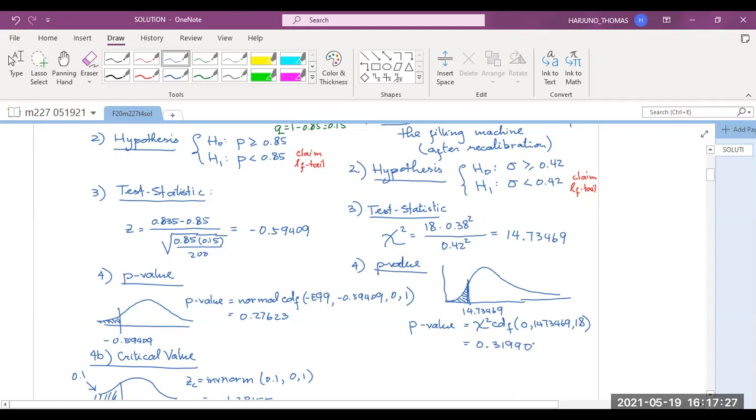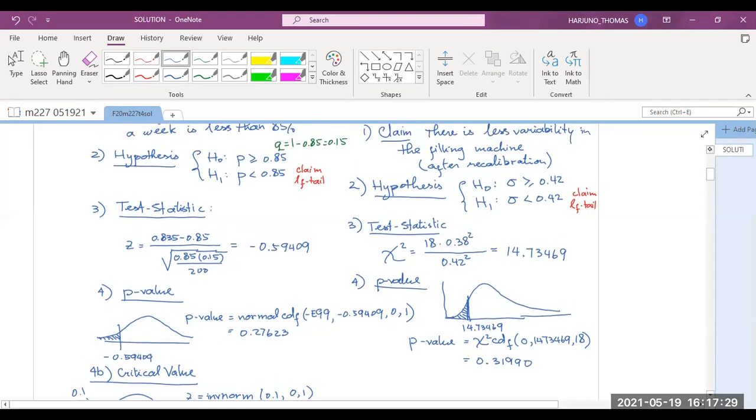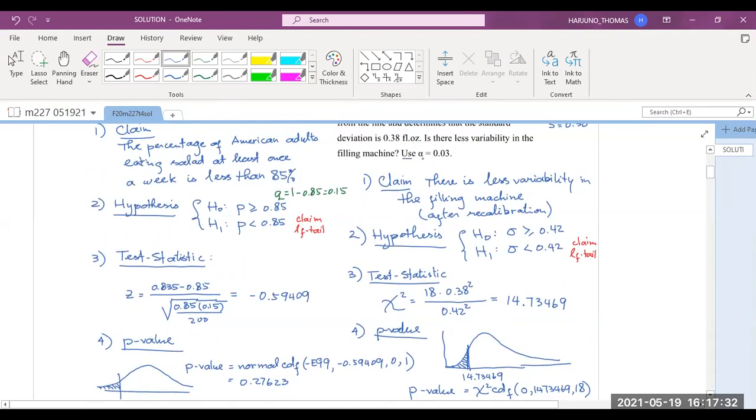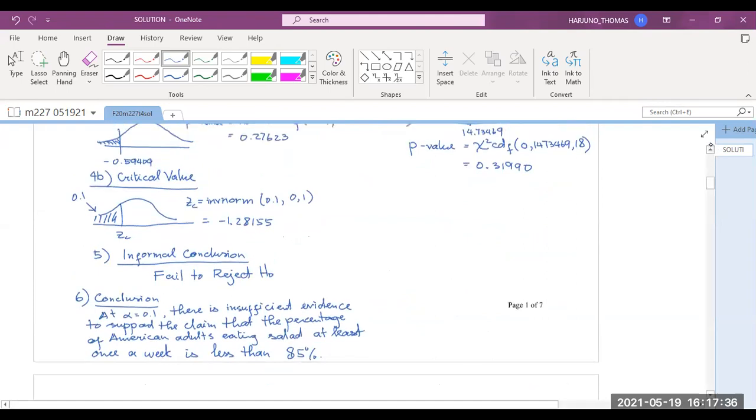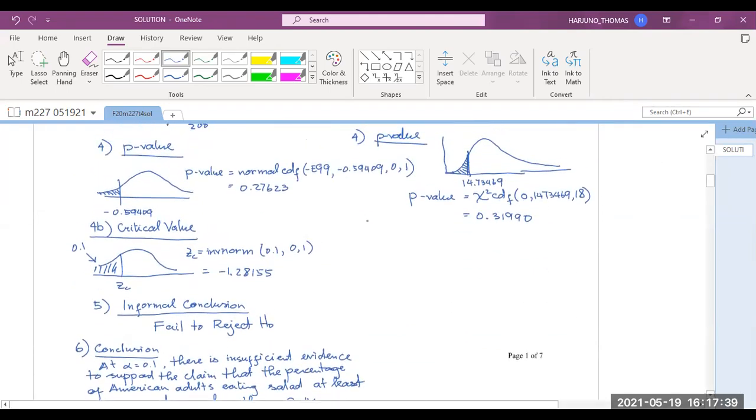Okay, which is greater than alpha. The alpha is 0.03, right? So we will fail to reject the null hypothesis later on. But before we go on, let's see what's the critical value.